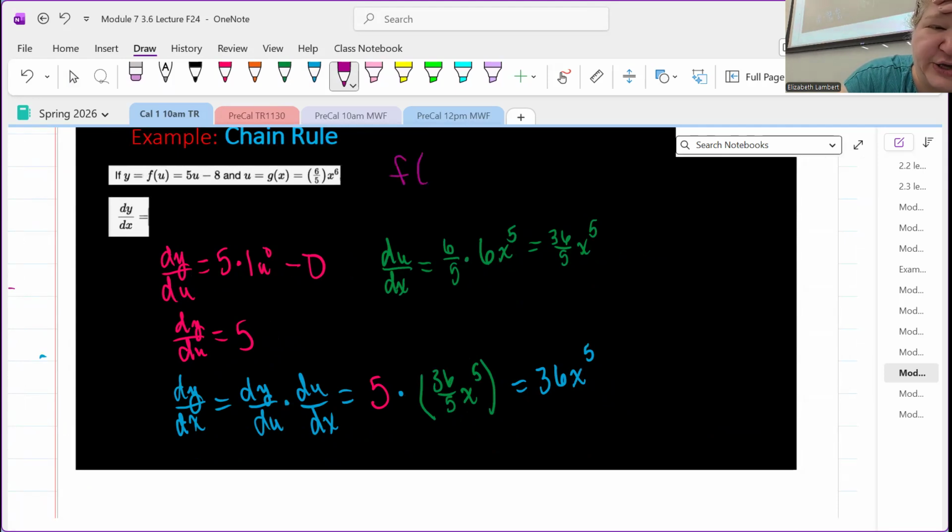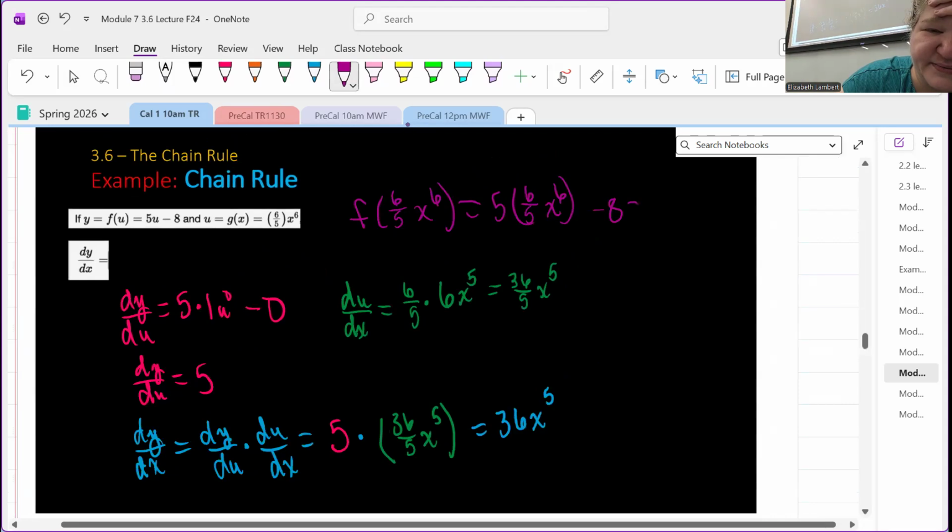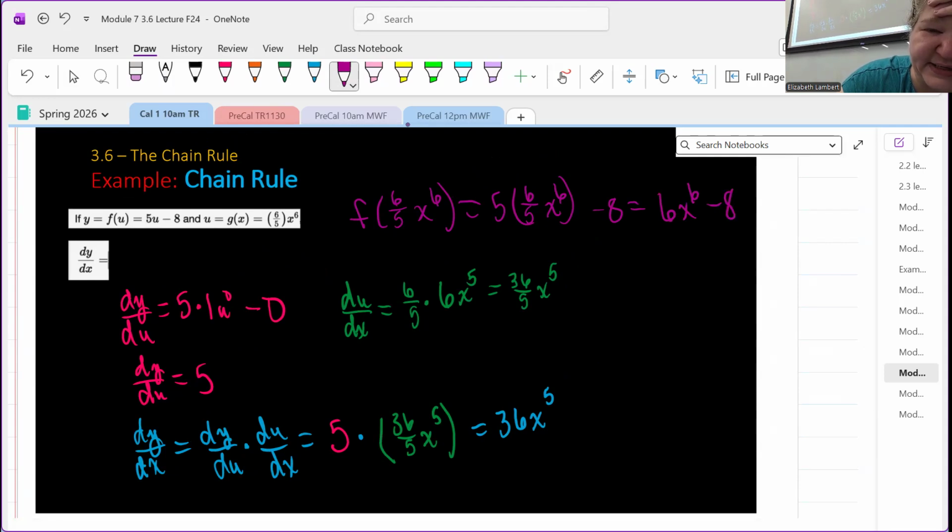so f of u would be f of 6/5 x to the 6th. So 5 times 6/5 x to the 6th minus 8 gives us 6x to the 6th minus 8.